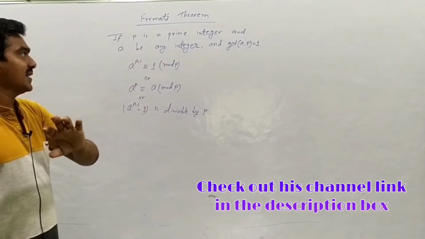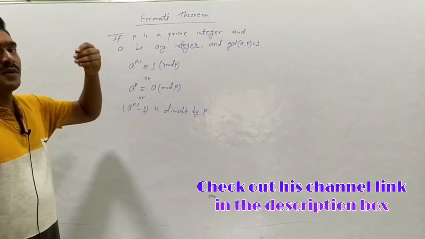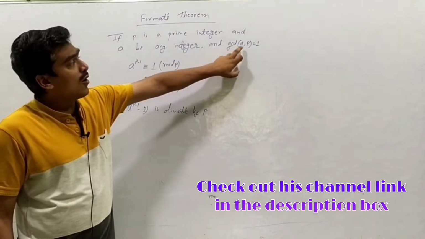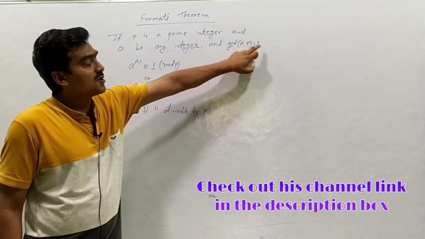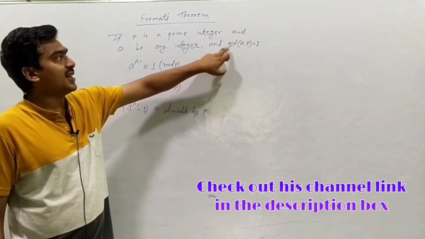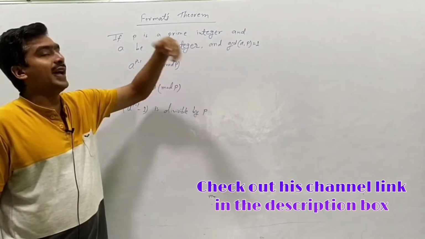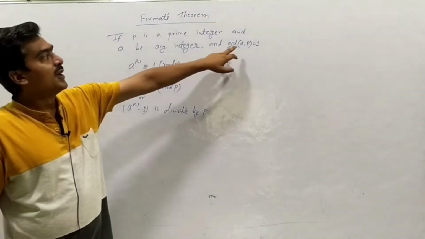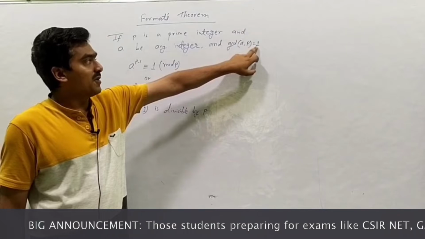p is a prime integer and what is a? It may be any integer, and GCD of a and p is 1. GCD, greatest common divisor or HCF, highest common factor of a and p must be 1.